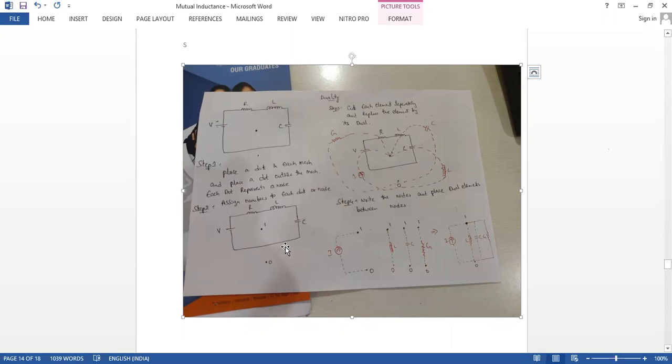Now the second step: give numbers to each dot. In simple language, give numbers to each dot. The dot which you placed inside the circuit, you give the number 1. And the dot outside the circuit, you give the number 0 always. It is always 0. If this is done, anyone confirm me.